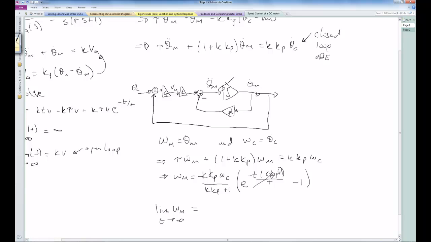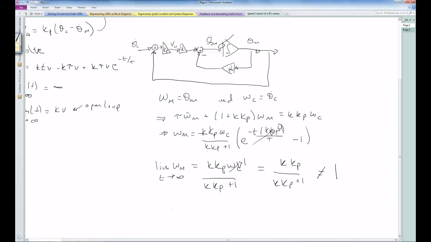So I have this negative term times that negative 1, so I just get k kp omega c over k kp plus 1. Well, omega c is the commanded value, so for us that was 1. And so that means that as t goes to infinity, the speed goes to k kp over k kp plus 1, and that does not equal 1, which is what we wanted. So notice that indeed you find what you observed in the exercise, but as kp gets larger, this final value gets closer and closer to 1, but it's never going to be exactly 1 because of this little number 1 down there.